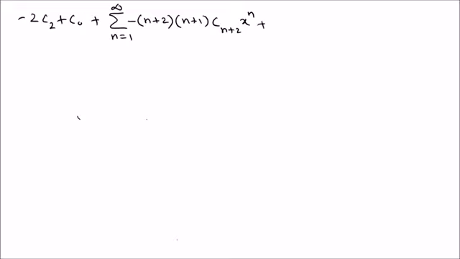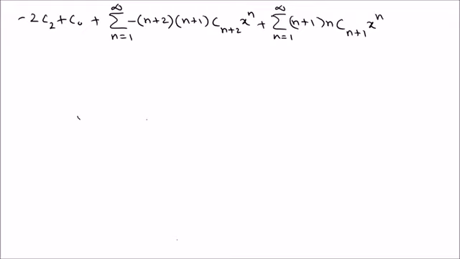Let's go to the next term. In the next term, we need to bring it down by 1, so n goes from 1 to infinity. So you add 1, it becomes n plus 1, and then we have n minus 1 that becomes n, this is c, it becomes c n plus 1, and then we have x to the n minus 1 that becomes x to the n.